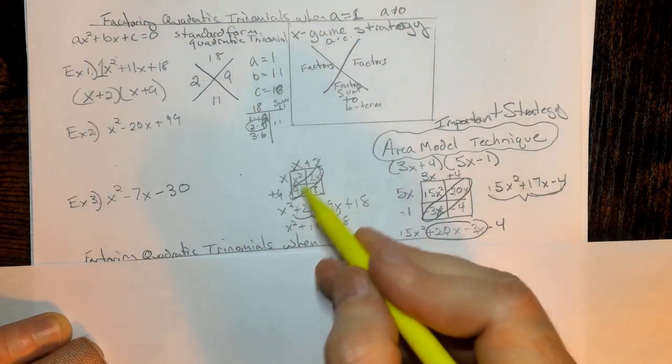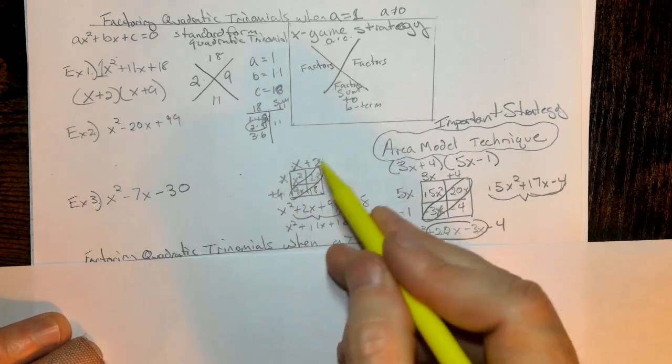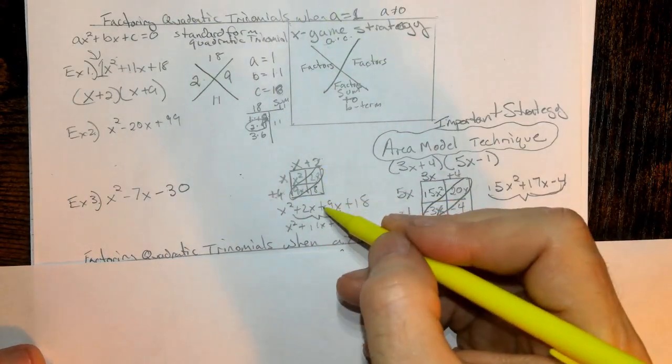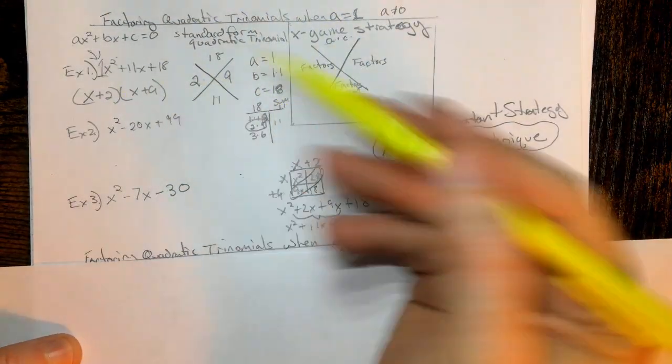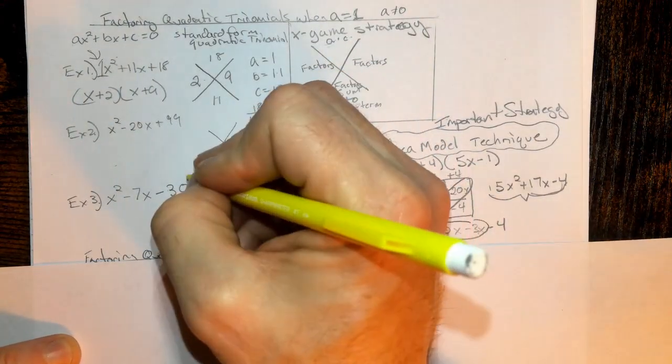So this shows us that the factors that we would just plug right into the area model are the factors within this. And that's really because this a term is 1, which means we really don't have to go any further once we know our factors when a is 1. It simplifies things. So let's play the x games on this next one.